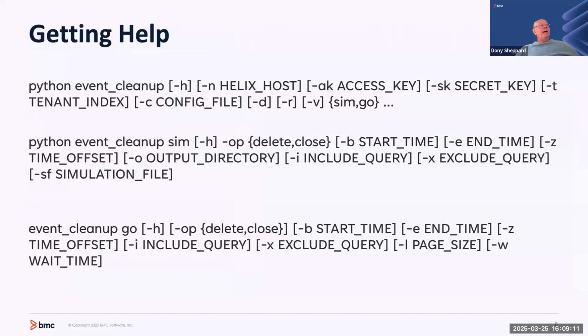The download of the utility comes with a user guide, but the application also has extensive help built into it. So when you're in the script, you just add a -h option, and it will provide the optional requirements for the command line sequences, depending on whether you're running it in simulate mode or in go mode.